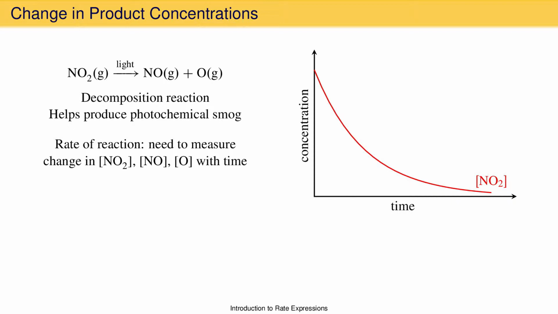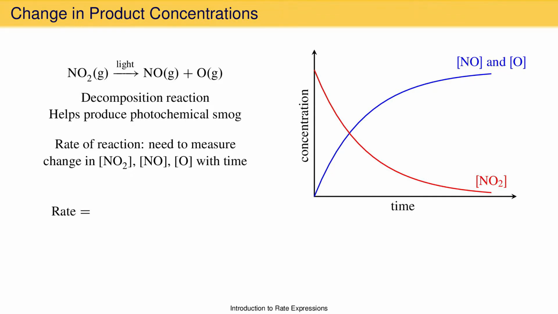The concentrations of the products, nitrogen oxide and oxygen atoms, begin at zero because they do not exist at the beginning of the reaction. Their concentrations will then increase as time increases because they are products and they are formed as the reaction goes forward. The concentration of each of the products approaches the initial concentration of the reactant, indicating that the reactant is being turned into products, each with the same stoichiometric coefficient as the reactant.